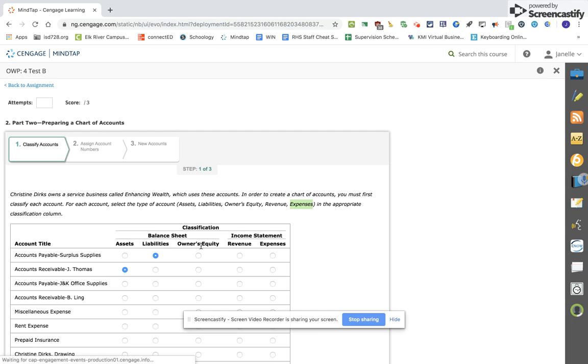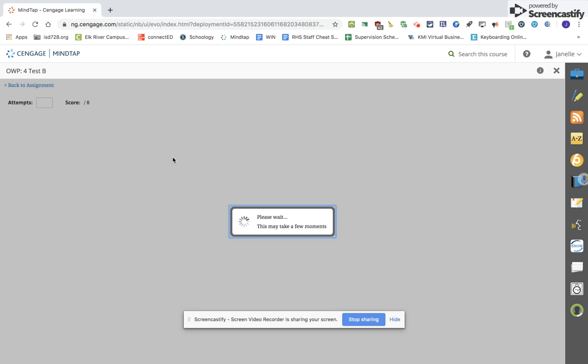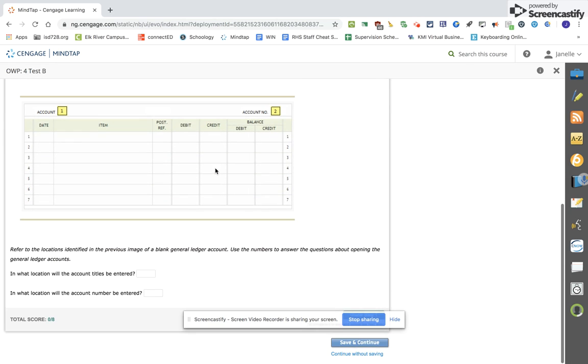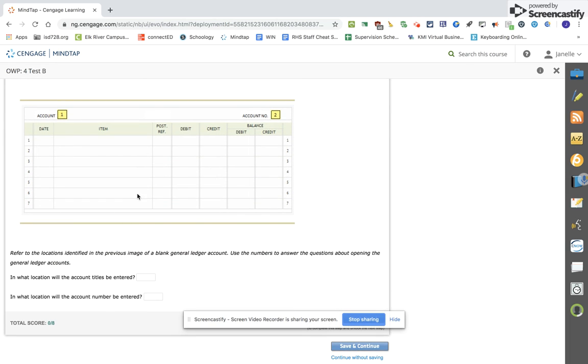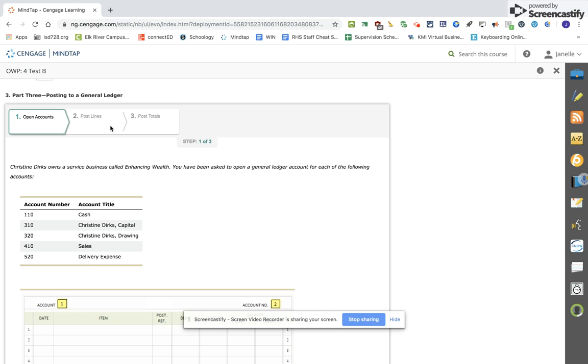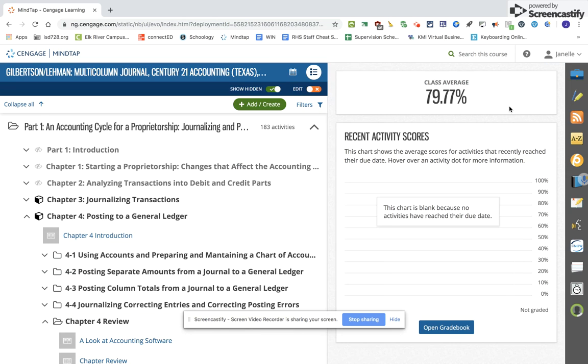The other one is going to be posting to the general ledger. It's exactly what we've been doing the whole chapter. It just looks a little bit different. So at first they ask you just to identify account number, what would go there. And then they'd have you post lines and then post totals. Obviously, I feel like you're ready to take it, but I always feel like that.